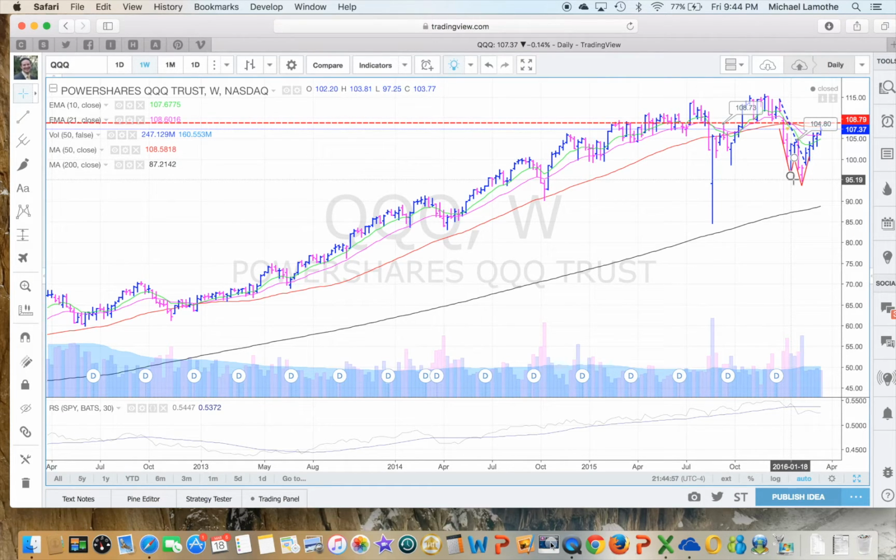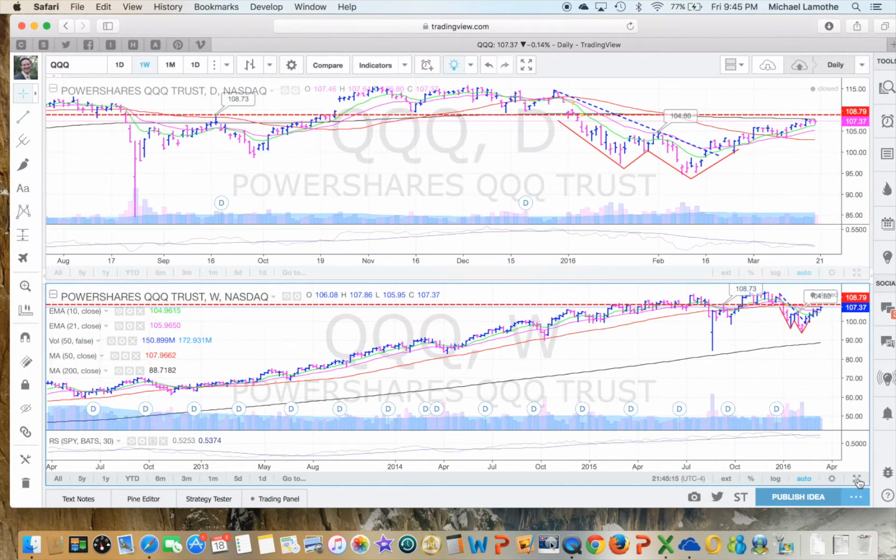So the question that we have in front of us is, will the 40-week line act as resistance? Will this former level of resistance at 108.73 act as resistance again? To answer that question, let's take a look at the daily chart of the QQQ, and then we'll take a look at some of the results from the MRI scanner.